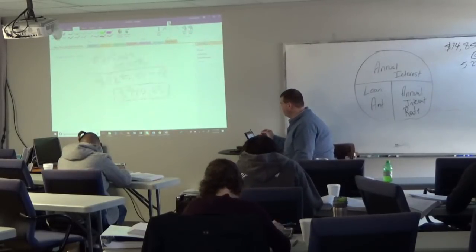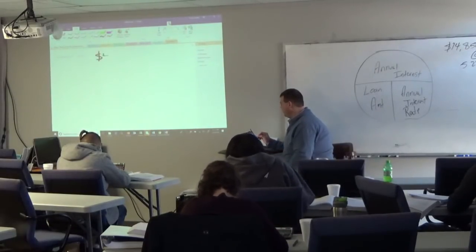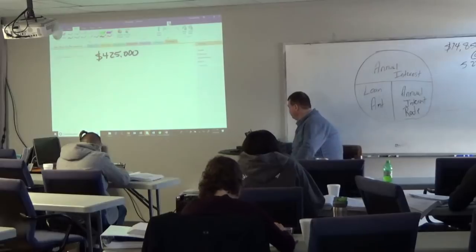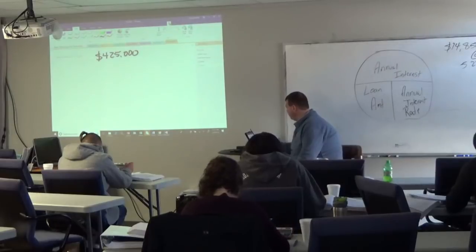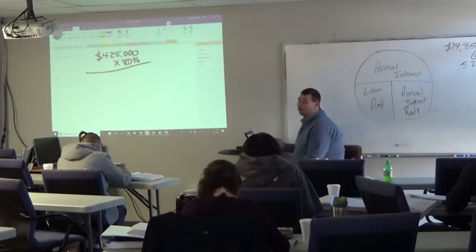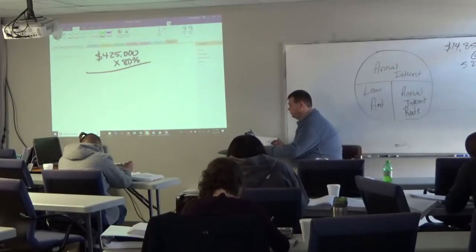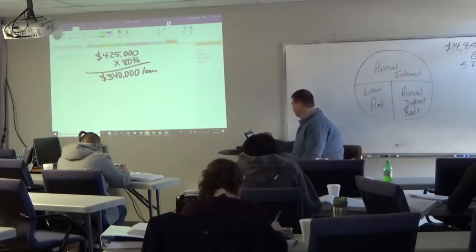Number five just wants us to go to daily. So we have a $425,000 purchase price. But we don't care about purchase price, we care about what? We care about the loan amount. So what are we going to do with that loan to value ratio? We're going to multiply that purchase price by 80% to calculate our loan amount. So $425,000 times 80%. I've got a $340,000 loan amount. Does everybody agree with that?